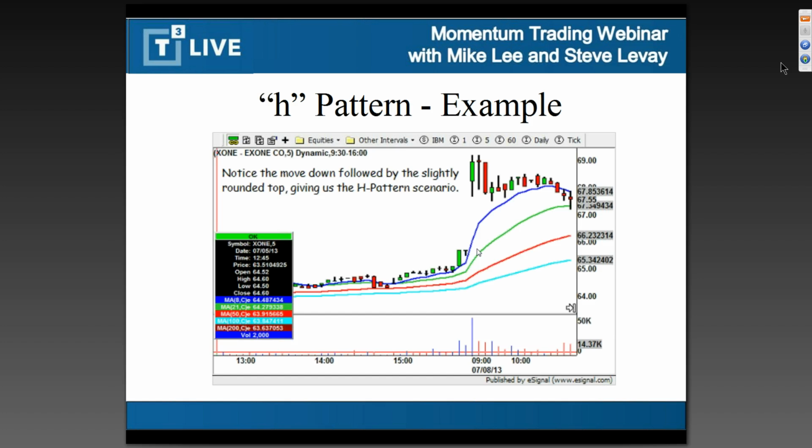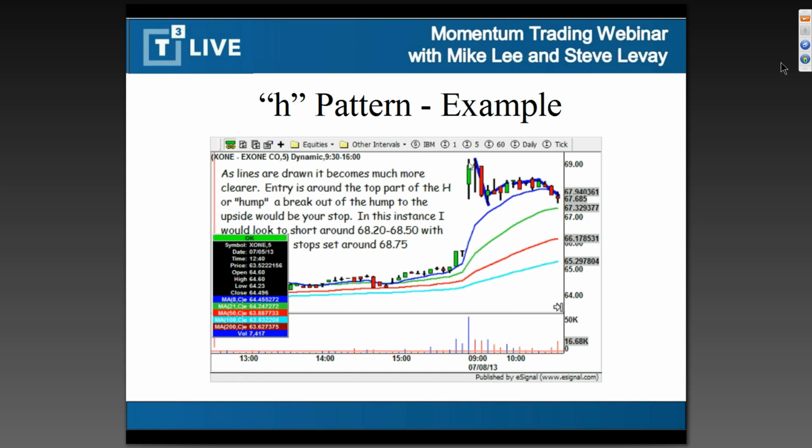And as you can see in the next slide here, it makes it a lot easier when you draw your lines, gang, as you're looking at your patterns, because it'll allow you to pinpoint exactly what your entries and exits are going to be. Okay, so entry is around the top of the H, or hump, a breakout of the hump to the upside would be your stop. In this instance, I'm looking to short in this range, 68.20 to 68.50, with stop set right around here, 68.75. So I'm risking about 30 to 50 cents for a move that should give me about, based on this move, $1, $1.20, something like that.